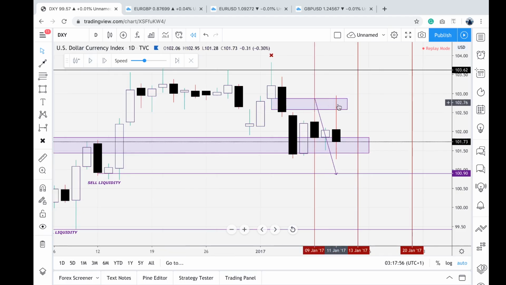So DXY taps our level precisely and drops down. Okay, so that would have been a trade for that day, because the market would have opened, traded higher into our level, and then dropped down. So we're very, very precise on the DXY. Now, the target for the week on DXY is 100.90. That is our target for the week on DXY on a sell side basis.